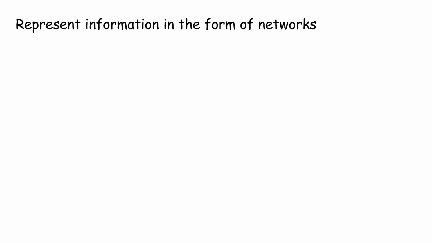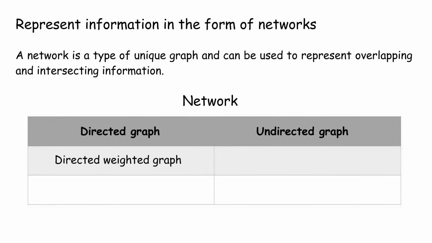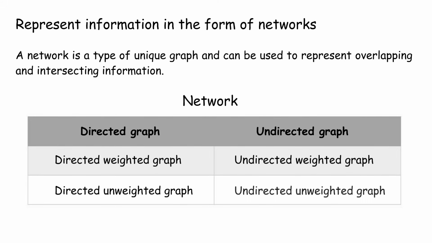Represent information in the form of networks. A network is a type of unique graph, and can be used to represent overlapping and intersecting information. Networks are widely used in almost every area of our daily lives. A network that is drawn and displayed in graphic forms enables the interrelationships between various information or data structures. To be understood easily, networks can be drawn as directed weighted graph or directed unweighted graph, undirected weighted graph, or undirected unweighted graph.